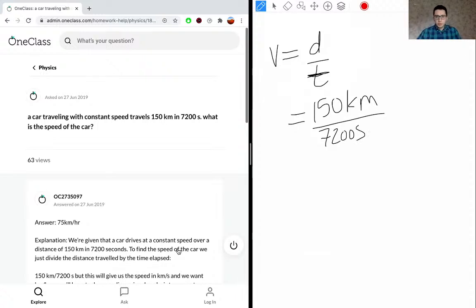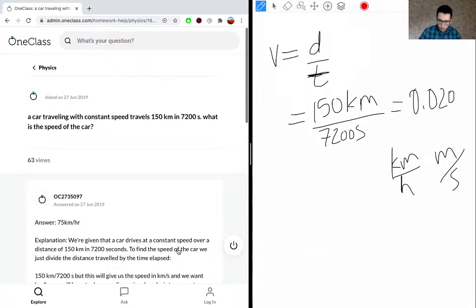Usually the units you want to represent the final answer in are either kilometers per hour or meters per second, depending on if the question states it that way. So we can just evaluate this right away and see how many kilometers per second that is. We get 150 divided by 7,200. That'll give us 0.0208 kilometers per second. This isn't really a clean number or an easy number to remember.